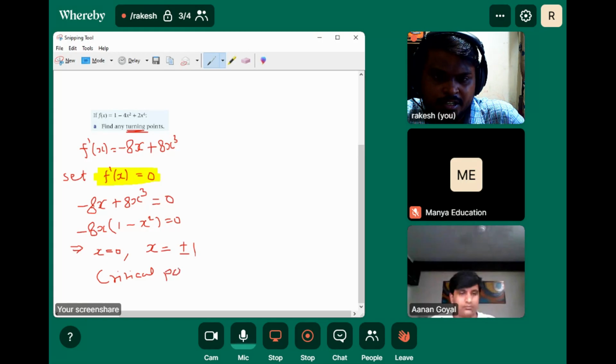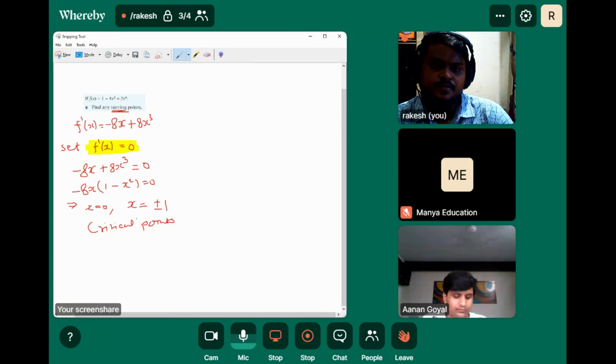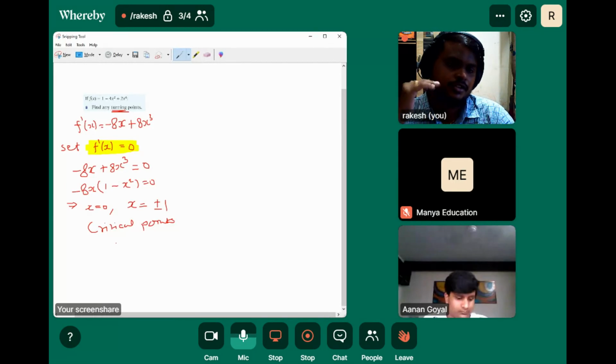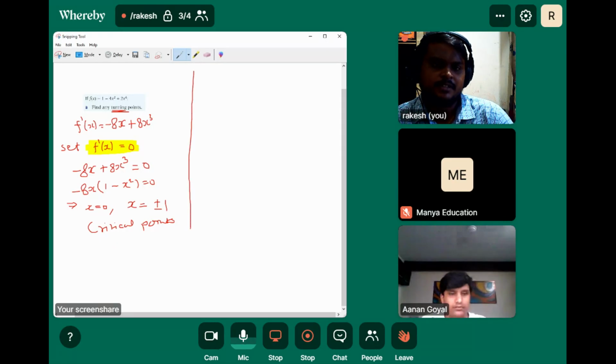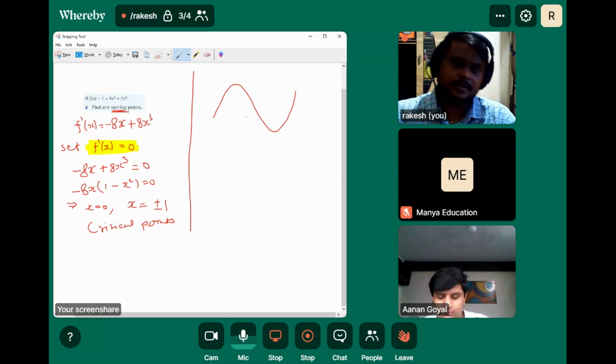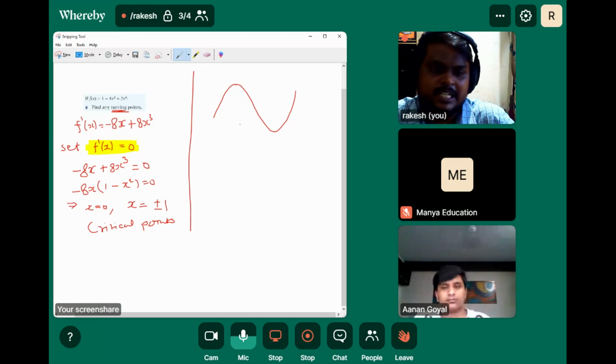These are called critical points, meaning where the tangents are horizontal. Okay. If I am saying horizontal, it means the gradient of the tangent would be 0. But we are not sure about maxima and minima, like which point is maxima, which point is minima. That we don't know, right? But we know one idea to figure out whether the point is maxima or minima.